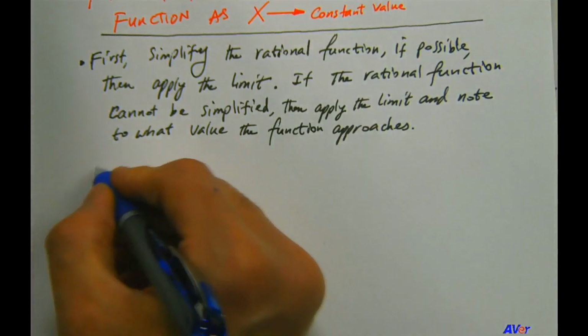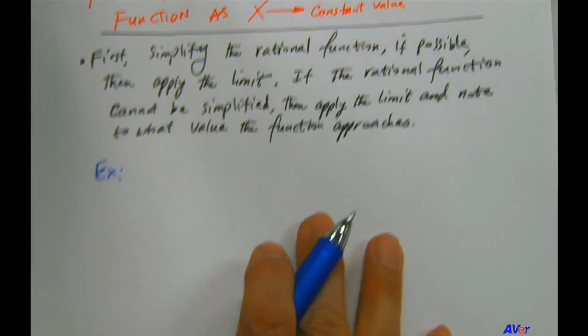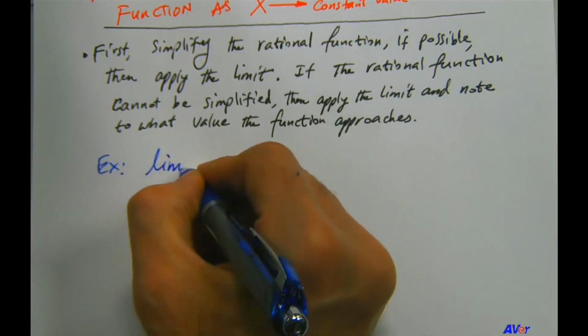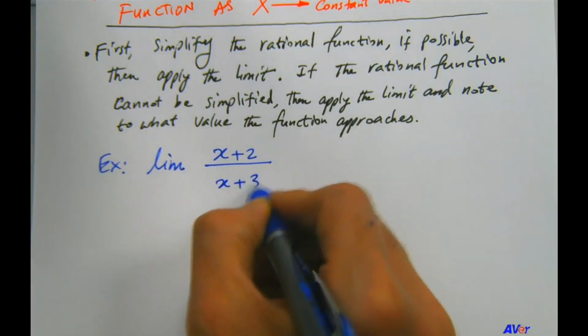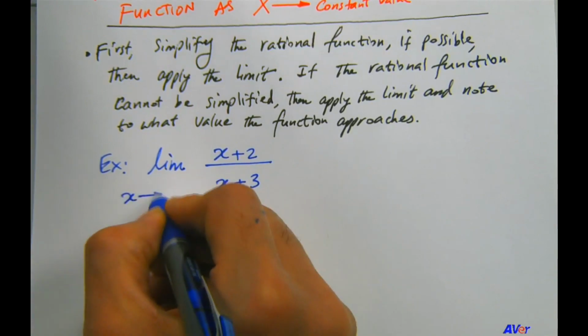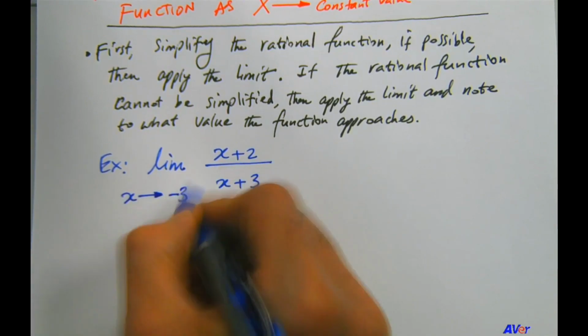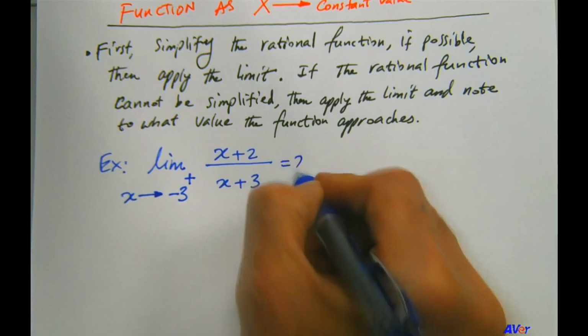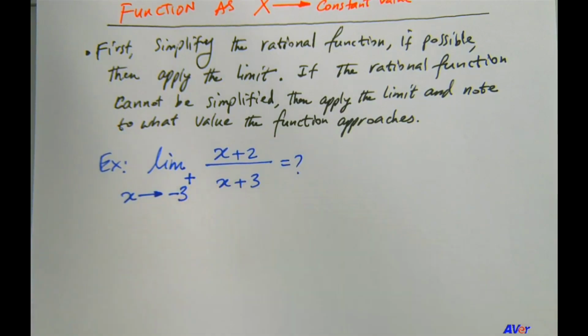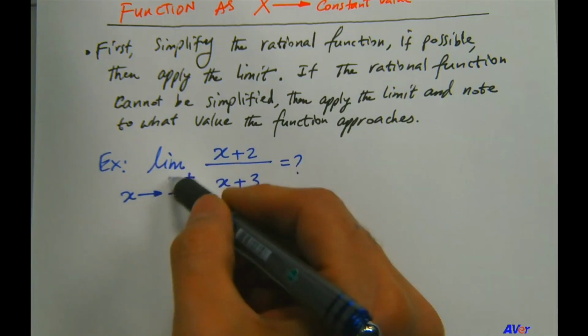So let's jump right ahead with an example. Suppose we want to find the limit of a rational function like this as x approaches some constant, let's say -3, from the right-hand side. So this is our question. One quick look at this, I'm sure you can see that we are not able to simplify this rational function more than it already is, right? So we go ahead and apply the limit right away.